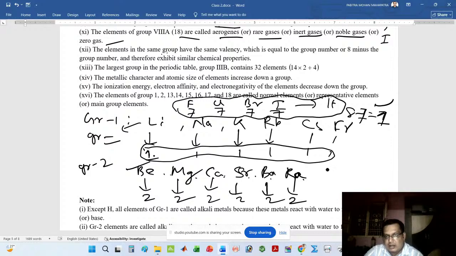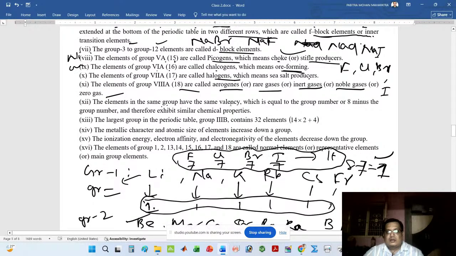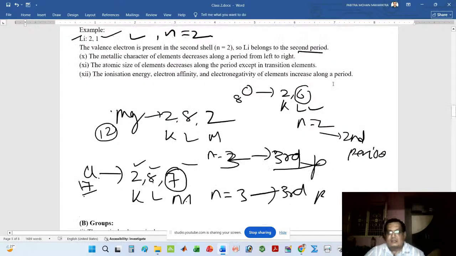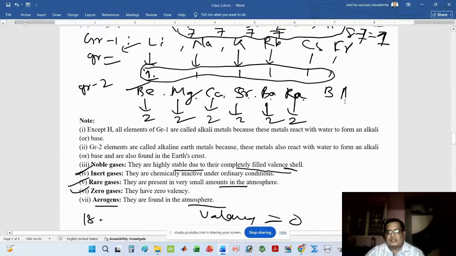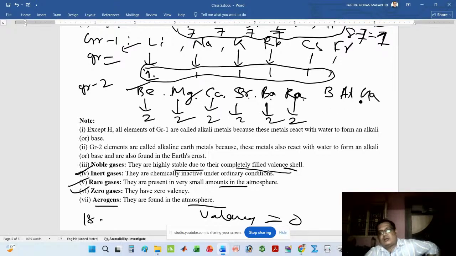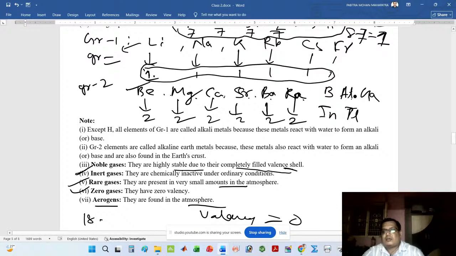Similarly, if you think about the boron family: boron, aluminum, gallium, indium, thallium. You again subtract the number of valence electrons from 8, and then you will find the valency. Later I will explain how to find the valency.